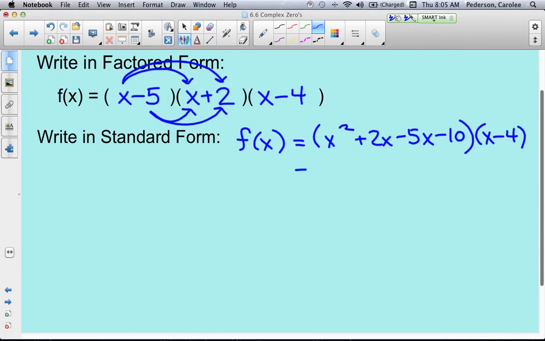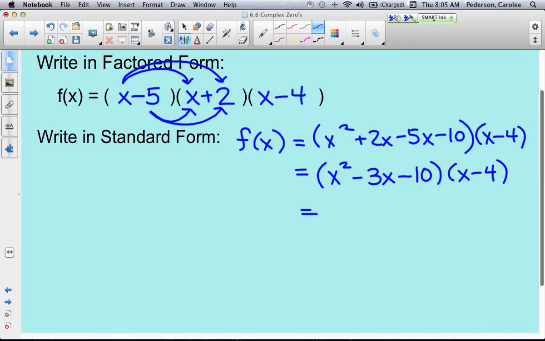Now let's combine like terms in that first parentheses. X squared is alone. And then 2x minus 5x is like terms, so that combines to negative 3x. And we have minus 10. Now we're going to go ahead and distribute the first three terms into the second parentheses.